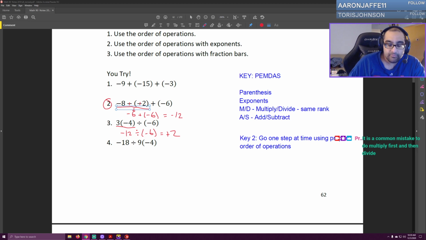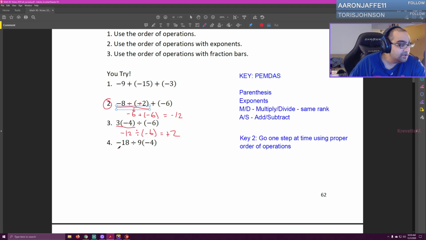So that's if there were parentheses, though, around negative 4 and negative 6. Then I would do that first. Now, in this case here, number 4, we'll see the same issue actually pop up. Here, again, we are going to go from left to right. Again, with multiply and divide being on the same rank, we have negative 18 divided by 9 here.